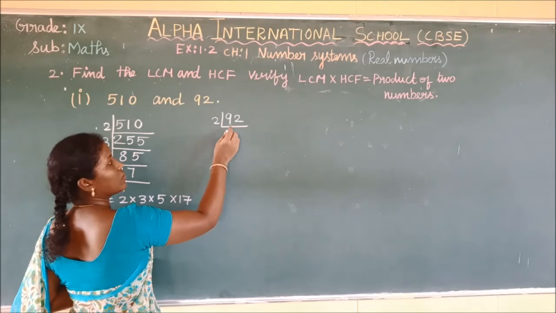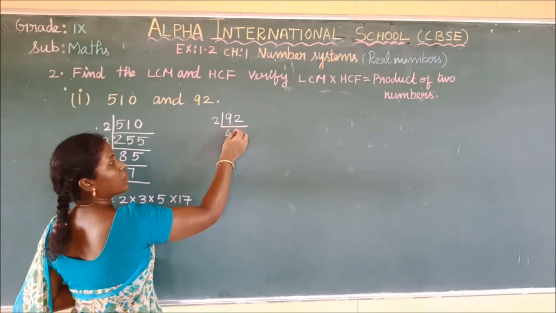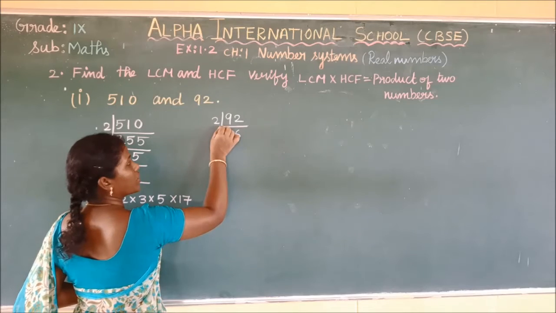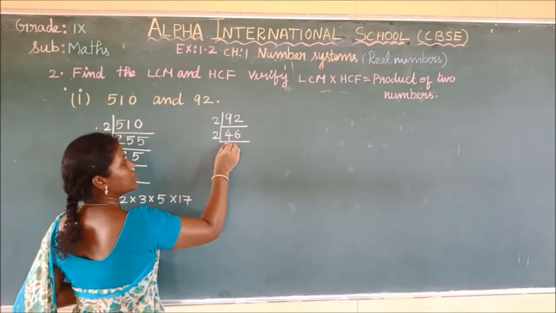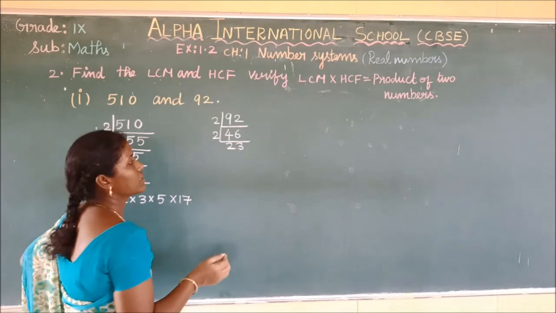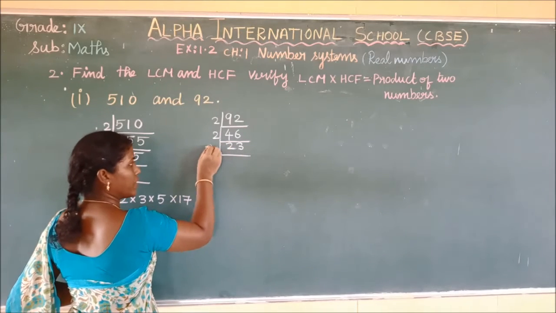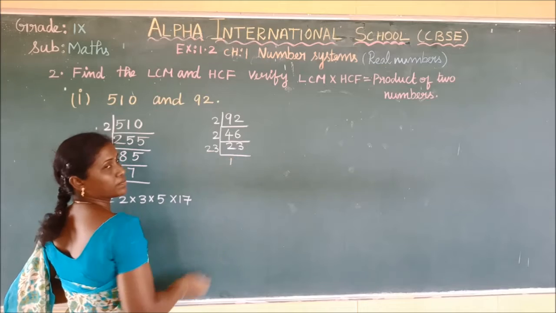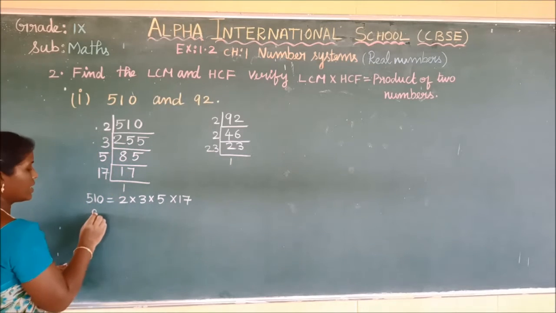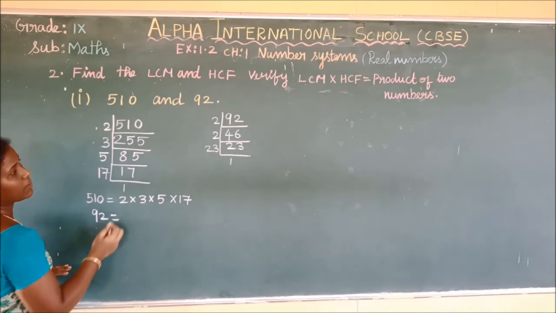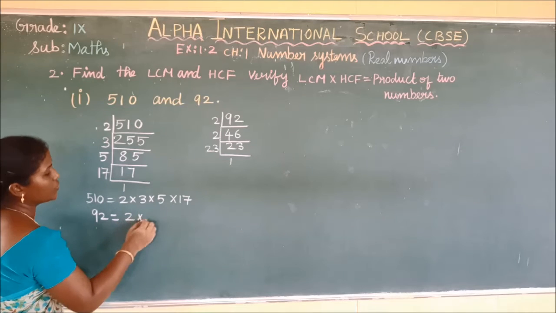Now 92. We are having the other number, 92. 2 times 4 is 8, remainder 1, and 2 times 6 is 12. 46. Again 2 times 23 is 46. So 23 is a prime number, so 23 is the only possible factor. So 92 can be written as 2 into 2 into 23.